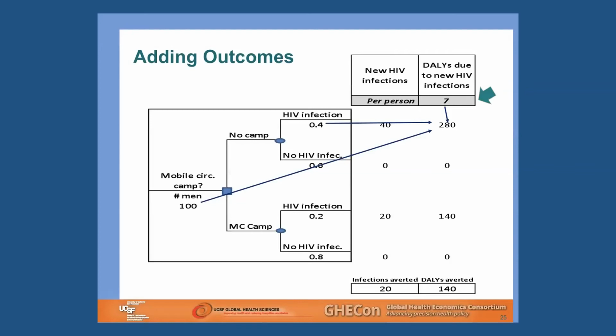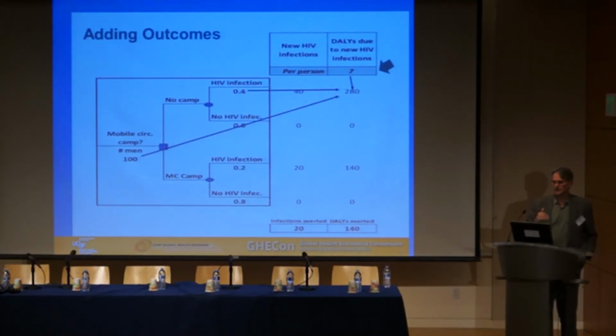And so again, this is what expected value is. It's the probability of each outcome times the value of that outcome. And exactly the same is true for the 140, but it's only 140, not 280, because there's a 50% lower probability of becoming infected. Any questions on this?